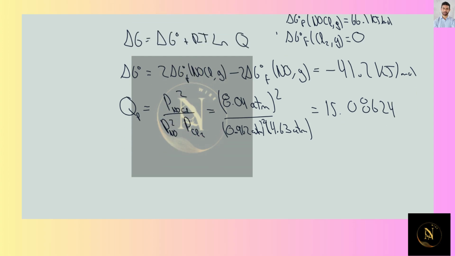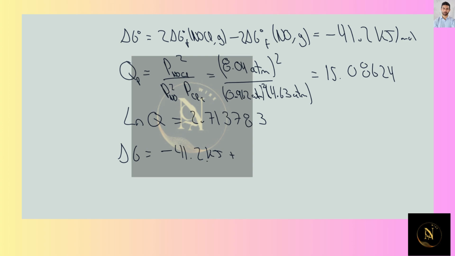In this case, we can calculate directly the logarithm of Q, which is going to give us 2.71378. So the delta G is going to be delta G naught, that was minus 41.2 kilojoules per mole, or kilojoules directly, plus the value for RT, which is going to be in kilojoules per mole, 8.314 joules per mole Kelvin.